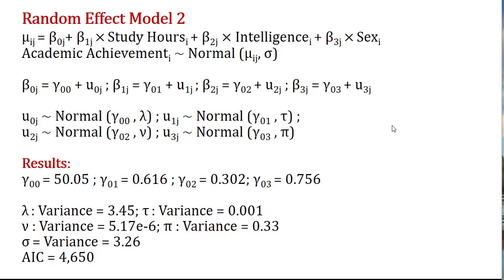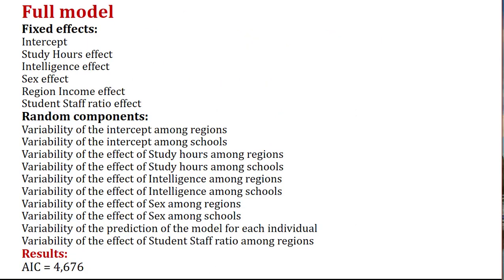Now we have to think very well about the random components, and I'm going to move to the other slide. The random components that we can have in that model. So as before, we have the intercept, and in the previous models we estimated the variability among regions, but now we can also estimate the variability among schools, which we didn't do before. We do the same with study hours.